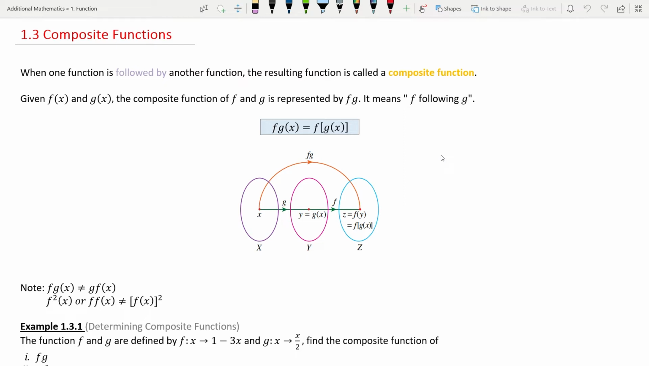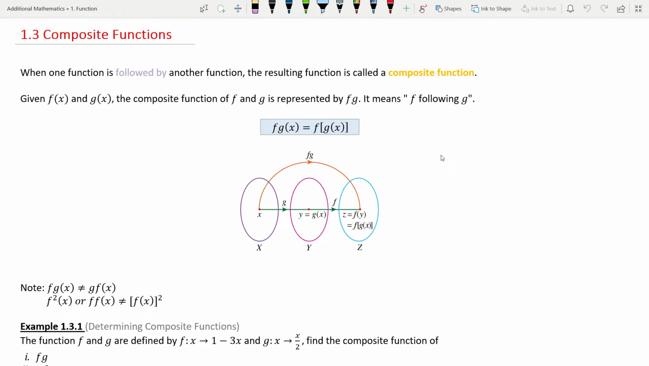Here we have three sets: set x, set y, and set z. Function g converts x into y, and function f converts y into z. Instead of doing function g and f separately to obtain z from x, we have a composite function called fg that can directly convert x into z.